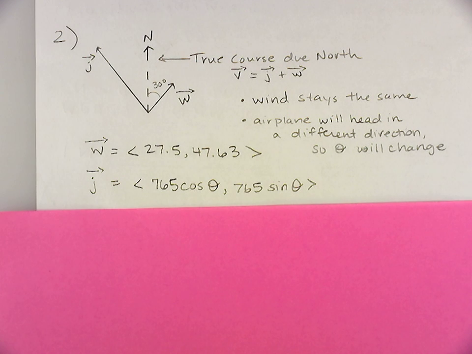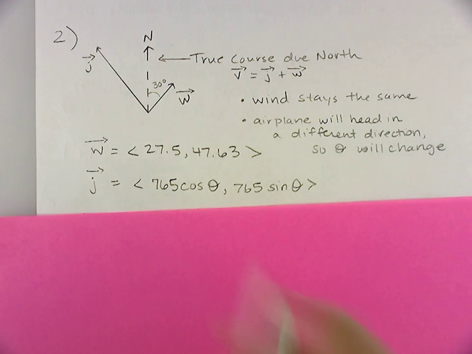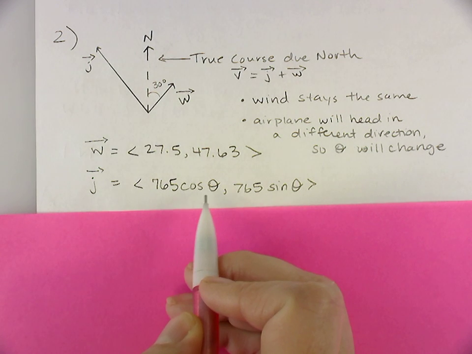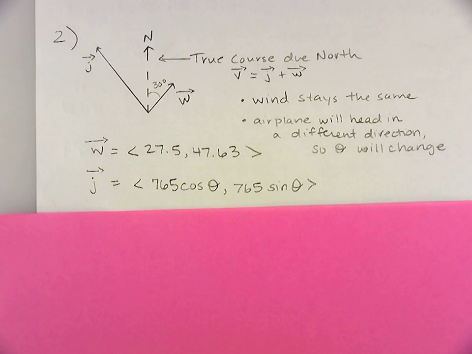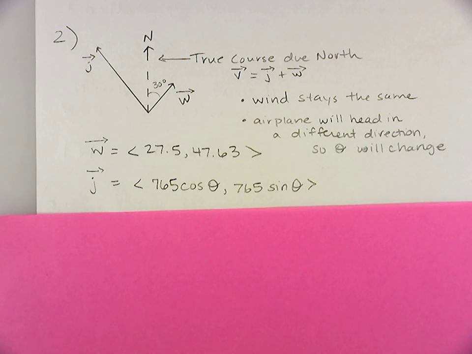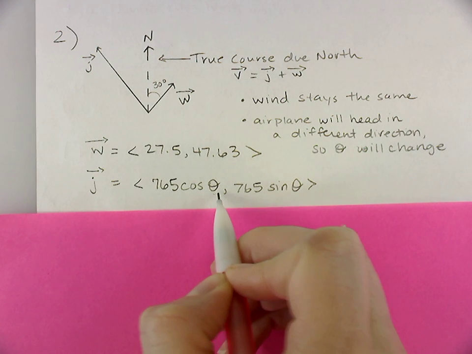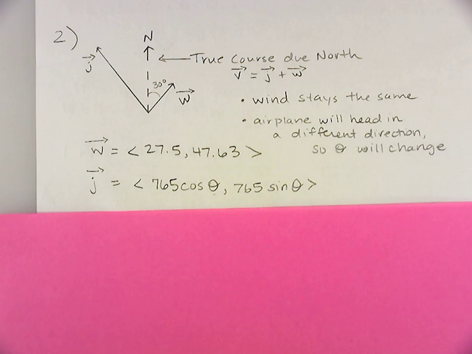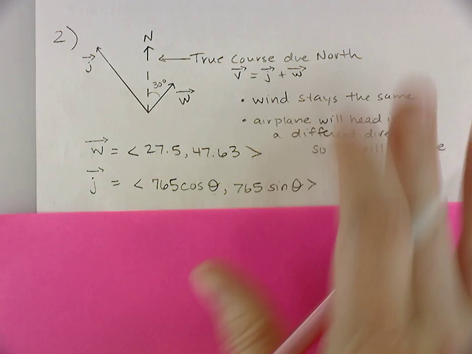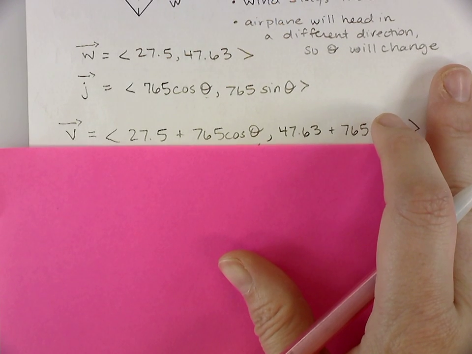And because our theta is changing, we actually are trying to find this value of theta. So this is what's going to be a little different from the examples that we did yesterday. We know what the magnitude of the jet is, it's 765 miles per hour, but we're trying to figure out where he should head the plane. So we're trying to figure out the theta value for the jet. We don't know what that is, and that's what we're trying to find. What we can do is still find our vector by adding those together.